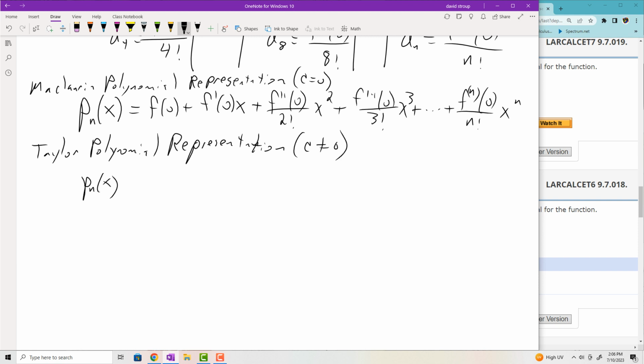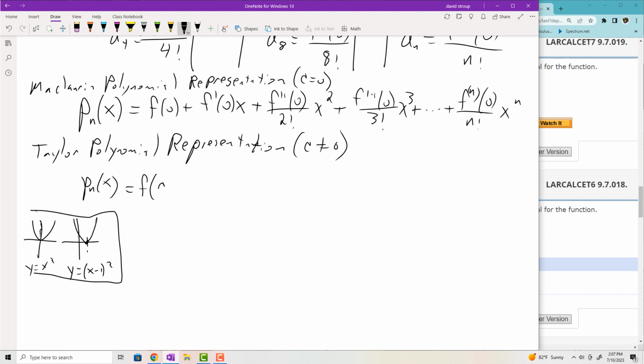The only difference is that the entire polynomial is shifted. If you remember your sections on graphing functions, you could graph x squared like this. That's just y equals x squared. But if you wanted to shift it over, what would you do? Maybe I shifted it over to 1. I would write y equals, replace x with (x minus 1) squared, right? So that's the idea when you do this Taylor polynomial.